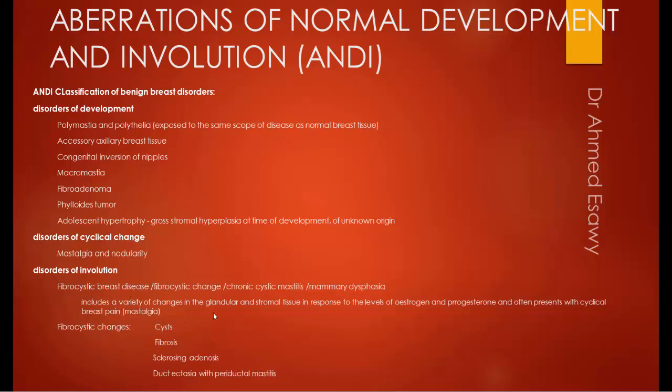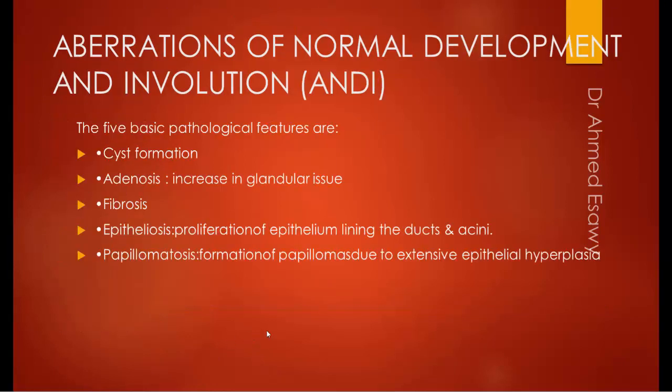It includes a variety of changes in the glandular and stromal tissue in response to the level of estrogen and progesterone, and often presents with cyclical breast pain, mastalgia. Fibrocystic changes include cysts, fibrosis, sclerosing adenosis, ductal ectasia with periductal mastitis, the ductal ectasia periductal mastitis complex, and the aberrations of normal development and involution.